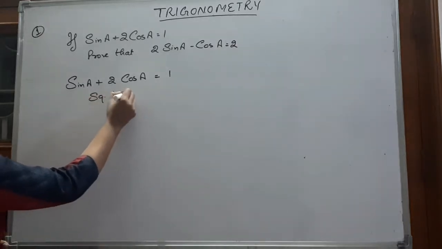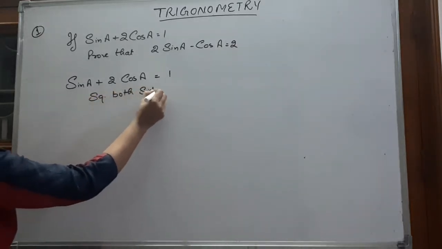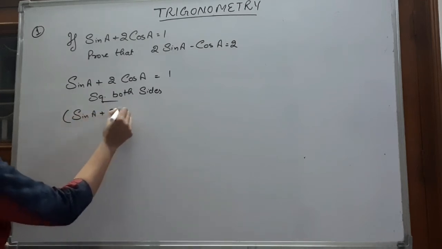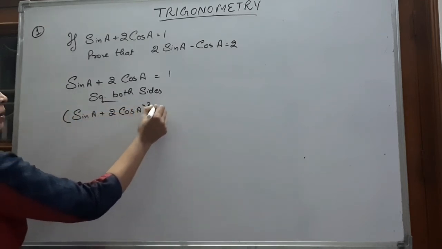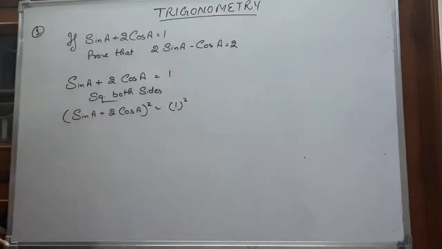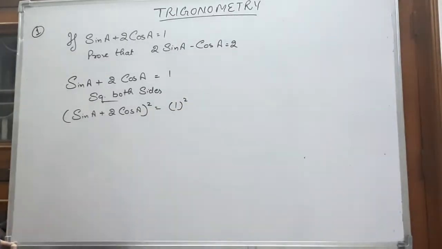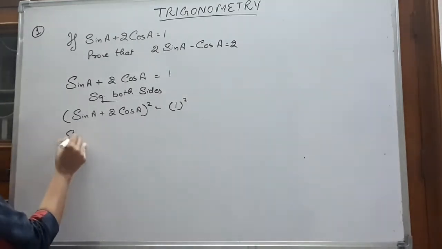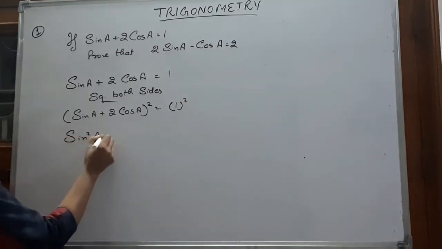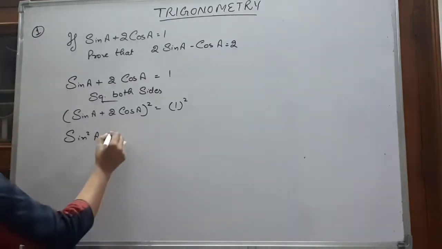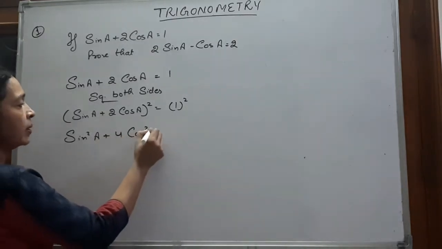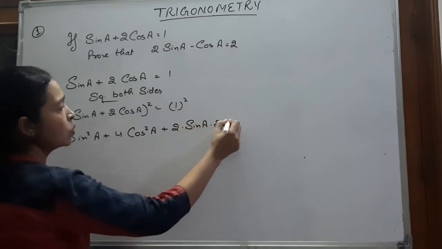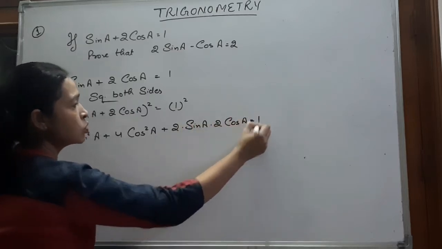Squaring both sides, we have (sin A plus 2 cos A) whole square equals 1 square. And what is (A plus B) whole square? A square plus B square plus 2AB. We have sin square A plus (2 cos A) square, 4 cos square A, plus 2 into sin A into 2 cos A, which equals 1.